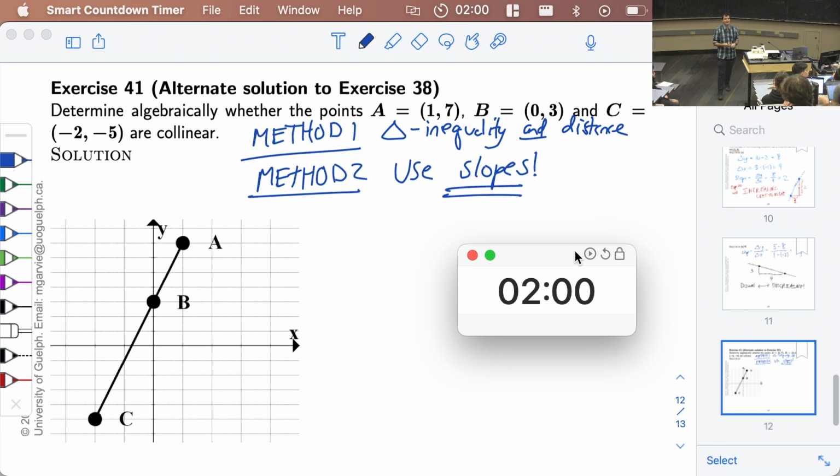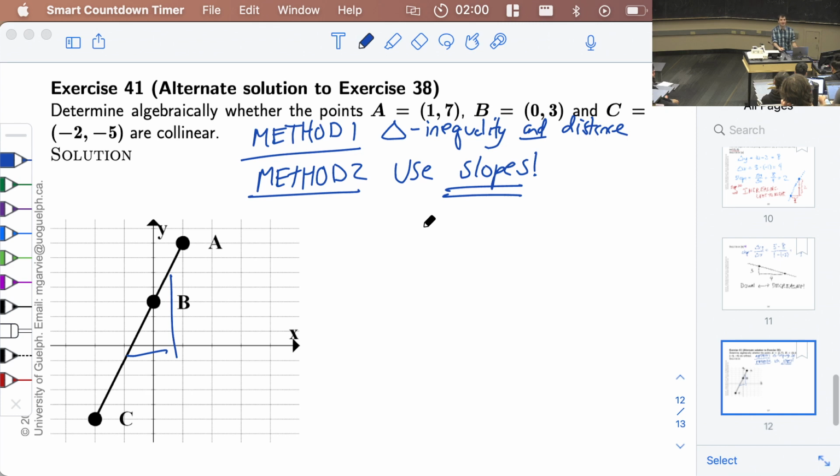Yeah. Okay. Find the slope of AC, and then what? Okay, so you check the slopes of two different segments, and you see if they match or not. So I like this idea.